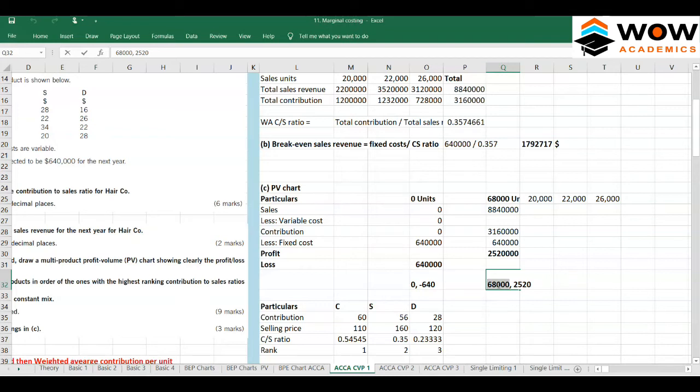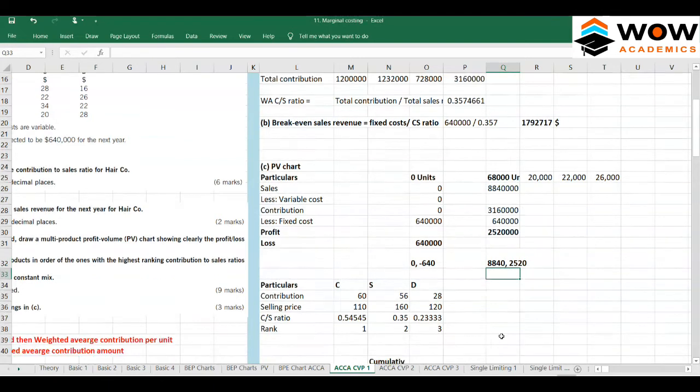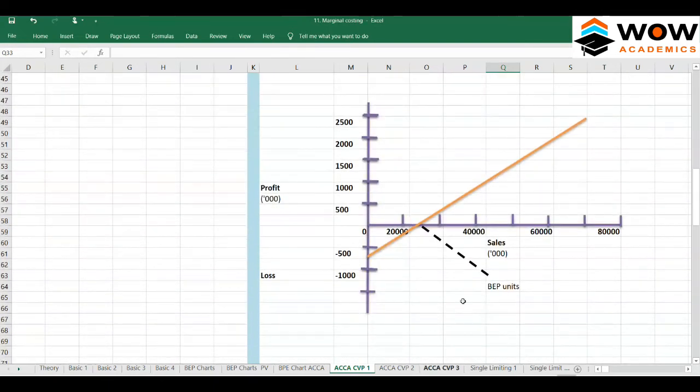Okay, it can't be 68,000 units. It should have been the total sales. So total sales is 88,40,000. We will remove 3 zeros, so it becomes 8,840. So in our scale, if you see, we have to change our scale also.